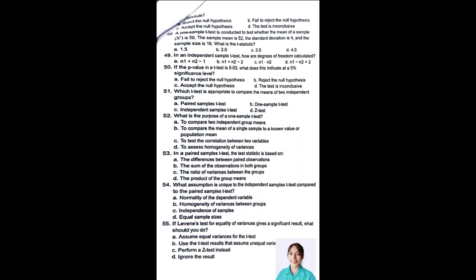Number 55. If Levene's test for equality of variances gives a significant result, what should you do? You should use the t-test result that assumes unequal variances. So that's option B.